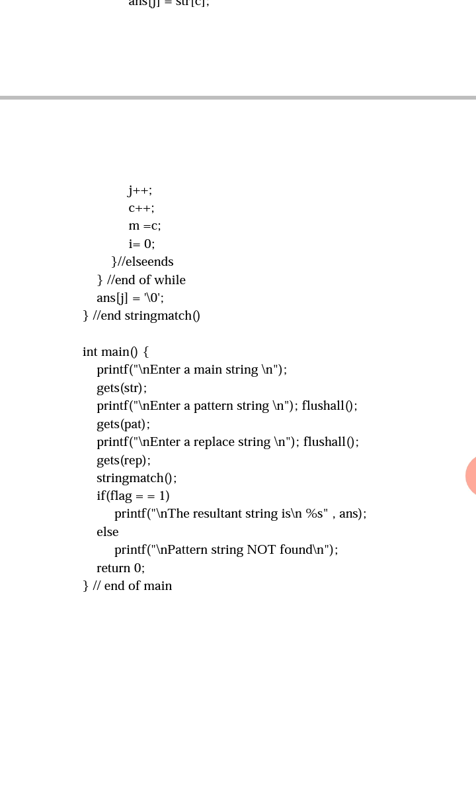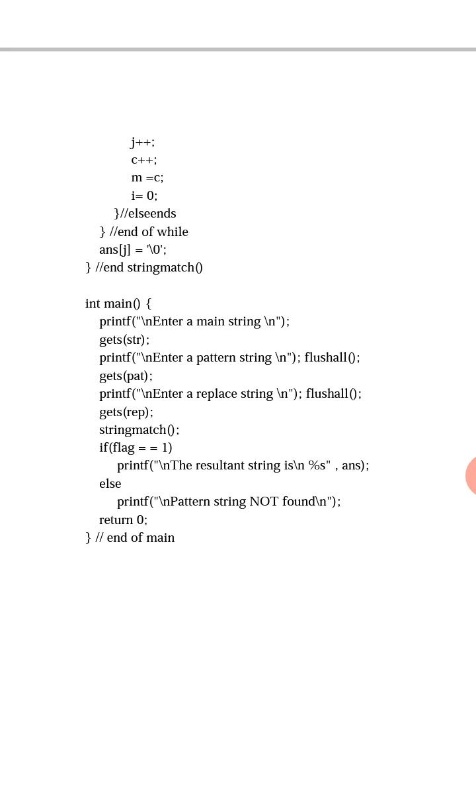Suppose you want to read a line, then you may have n number of white spaces. You may not wish to read only the first word of that line. Hence, to overcome that drawback, I am making use of the gets function. And after that I will call string match, and again all these variables str, pat and rep are globally defined.